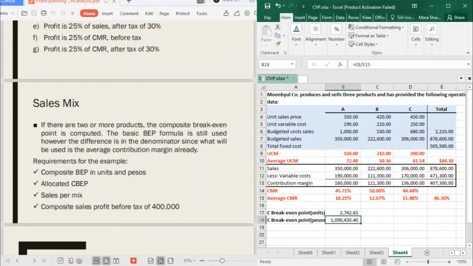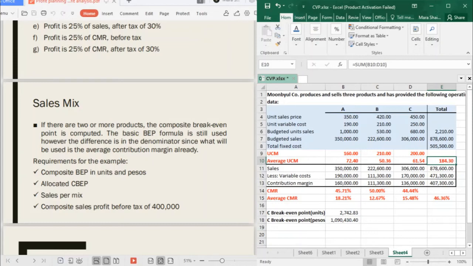When we are talking about units, the ratio of units is your basis. In CMR, your basis is the peso. So you have the average, or you arrived at the average UCM. Now, for the composite break-even point in peso, CMR is what we use. Here, your budgeted sales are already given. And then you can compute the contribution margin in peso.